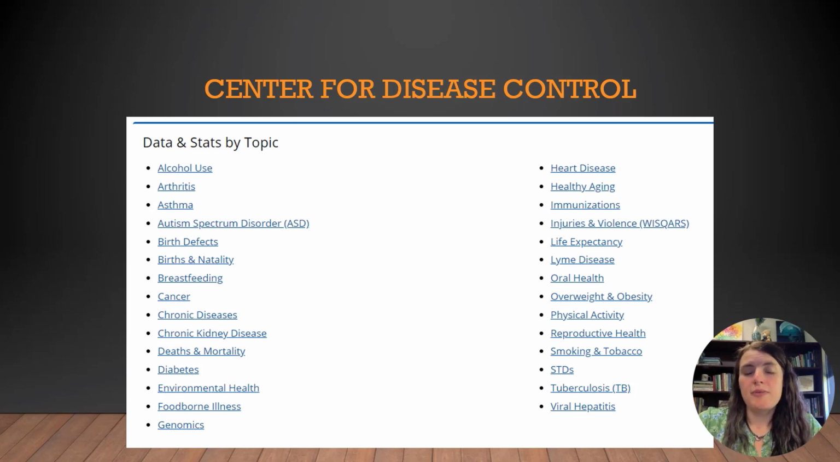Here's a screenshot from the CDC website showing all of the topics you can find data about. Of particular relevance to criminal justice students is likely the injuries and violence topic, but there are also a lot of biocriminology studies that use medical data along with criminal history data to determine crime outcomes.